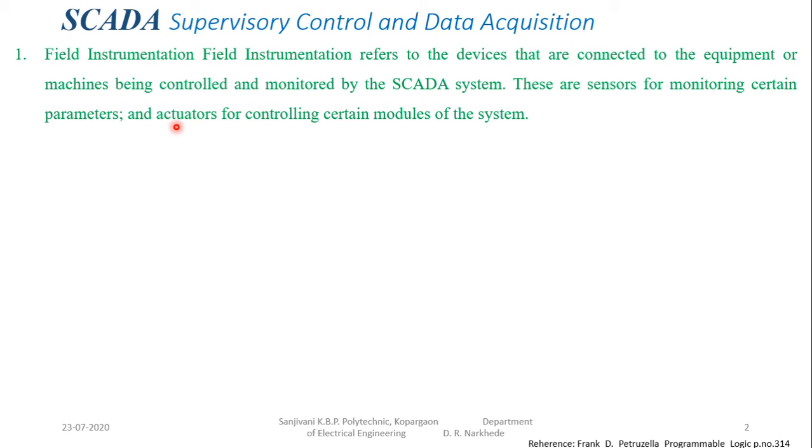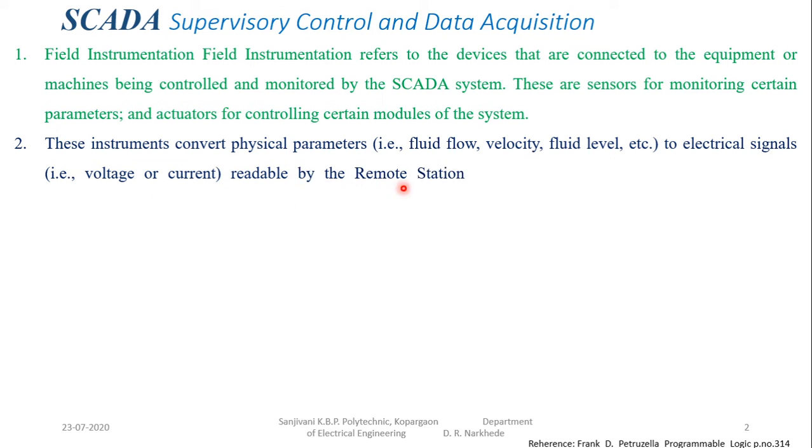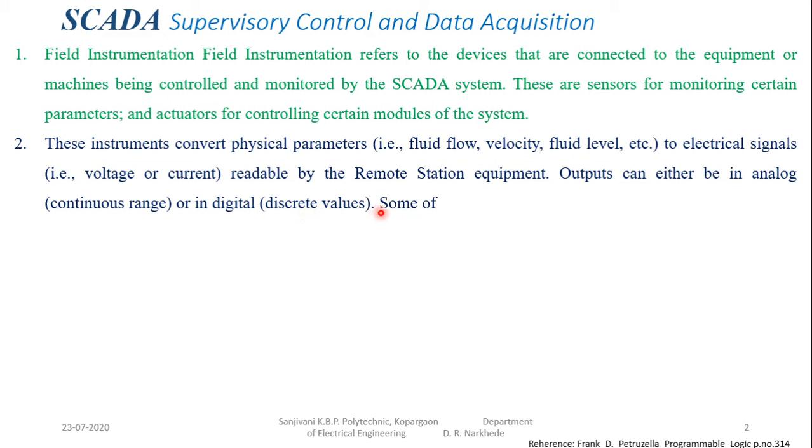The second thing is your output devices. These are basically actuators, used for controlling certain modules of the system. These instruments convert physical parameters, that is fluid flow, velocity, fluid level, etc., to electrical signals, that is voltage or current, readable by the remote station equipment. Output can either be analog, a continuous range, or digital, a discrete value.